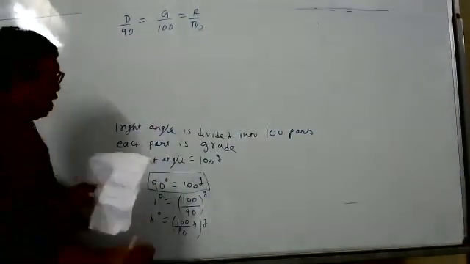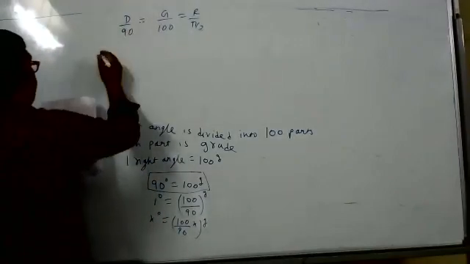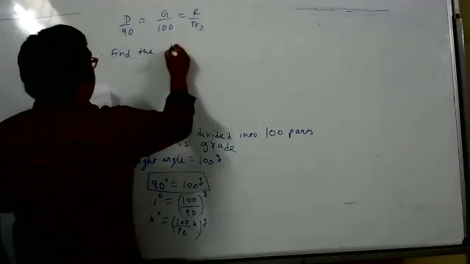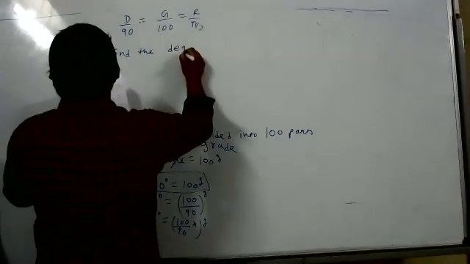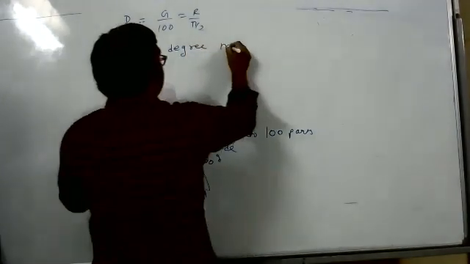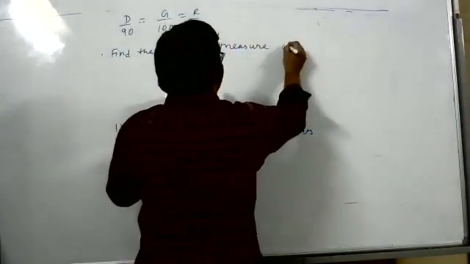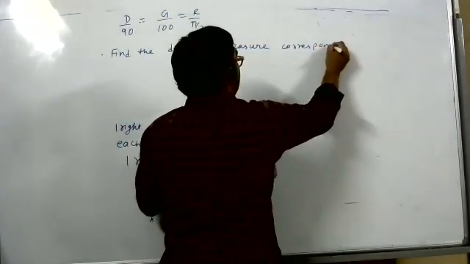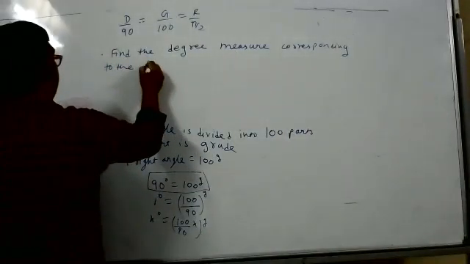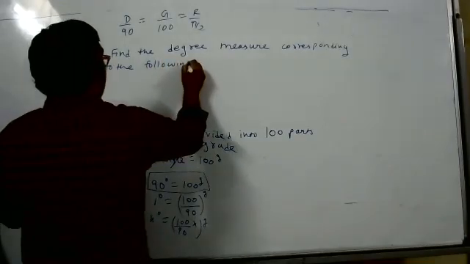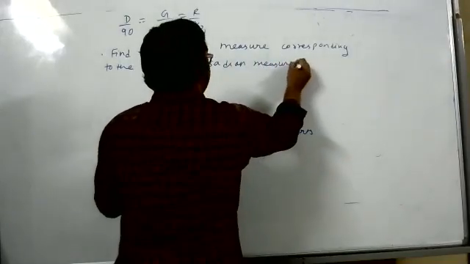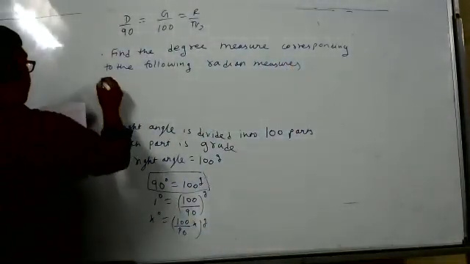I have a question, but not on grade. For Bhargav or other people, write down this question. Find the degree measure corresponding to the following radian measure. Find the degree measure corresponding to the following radian measure.